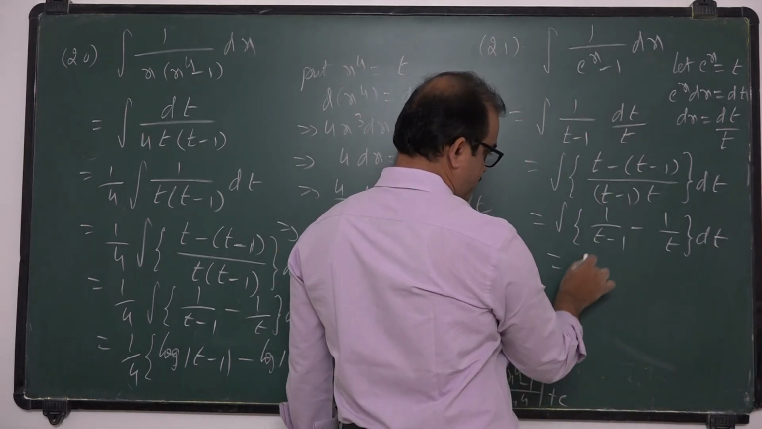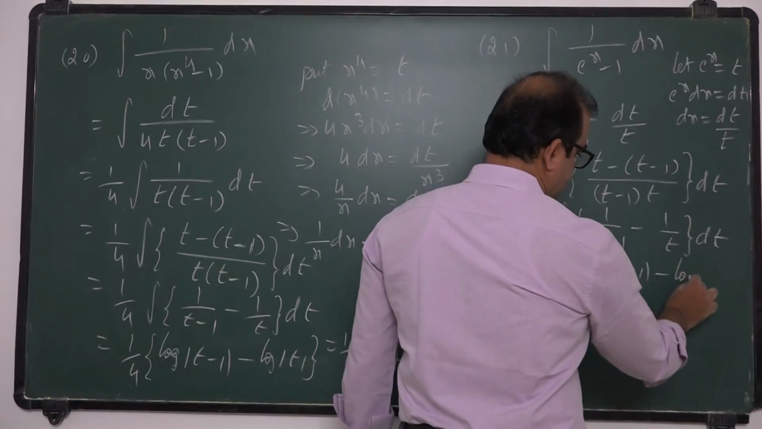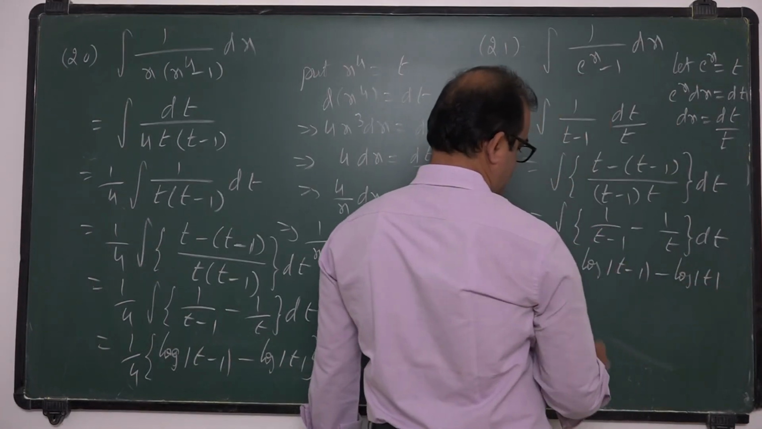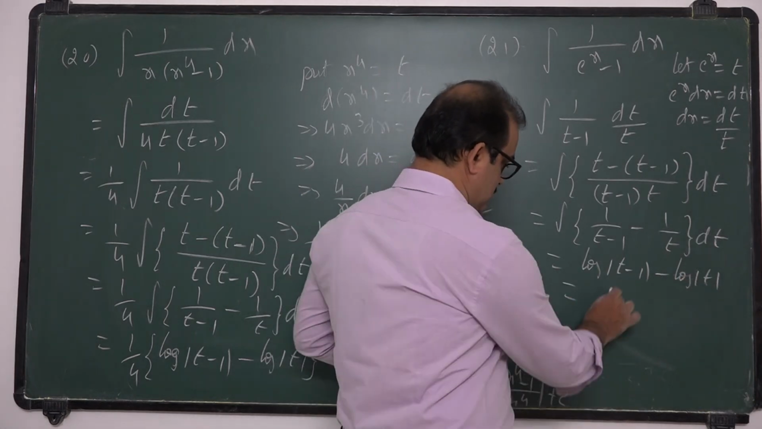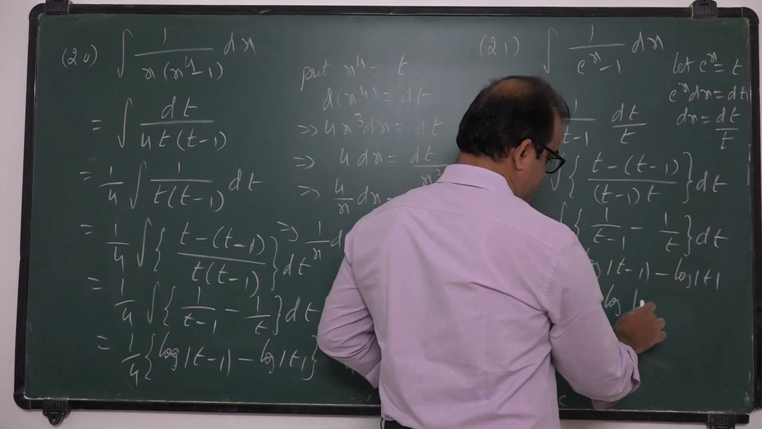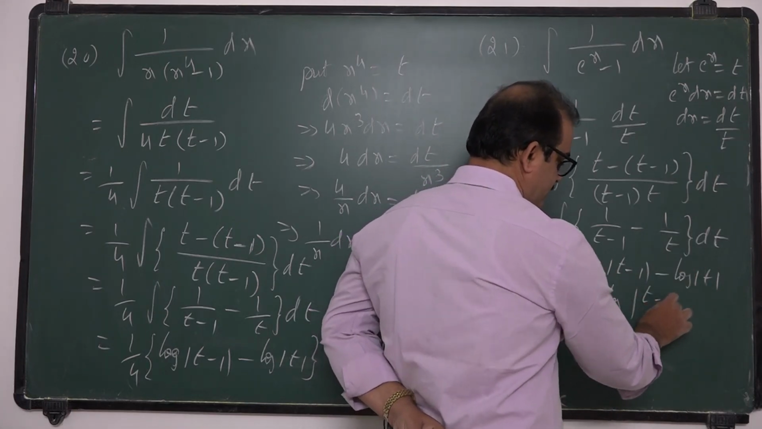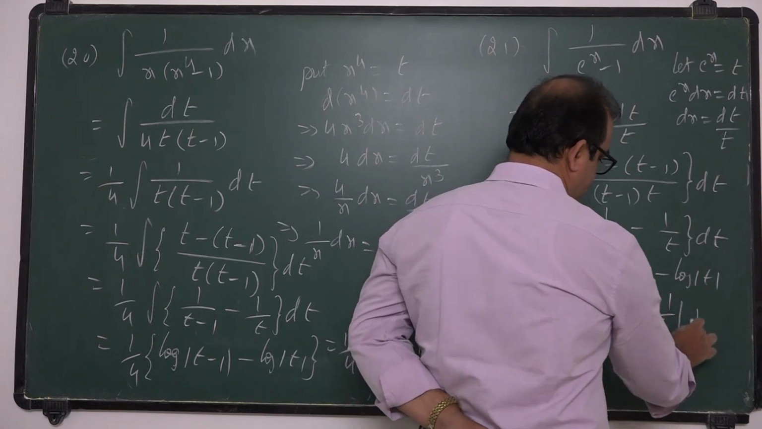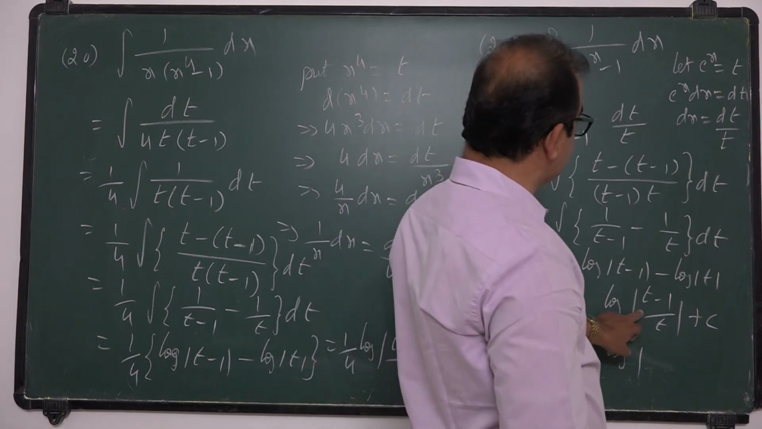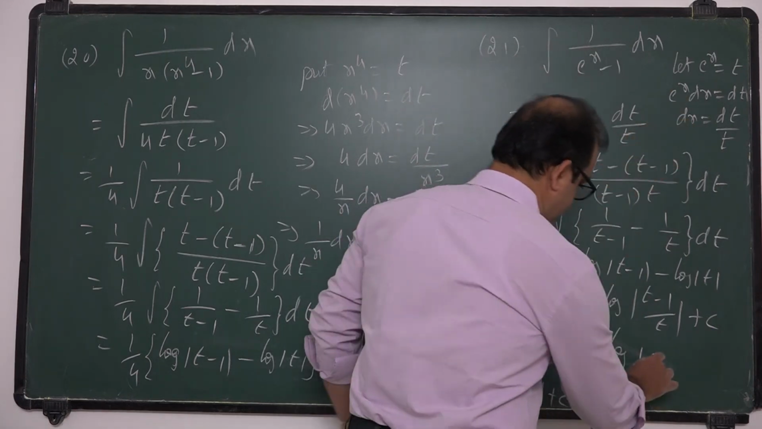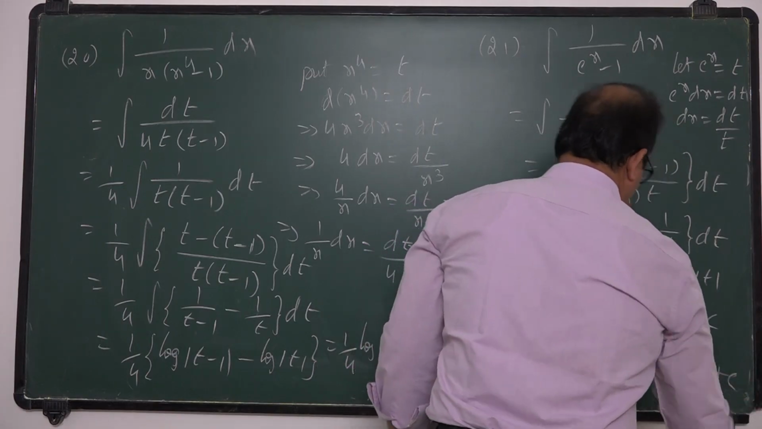What is the integral of this first part? Log mod t minus 1 minus log mod t. It is in the form of log m minus log n, that is log of m by n, so log of t minus 1 by t plus c. But what is t value? e power x. So the answer is log of e power x minus 1 by e power x plus c.